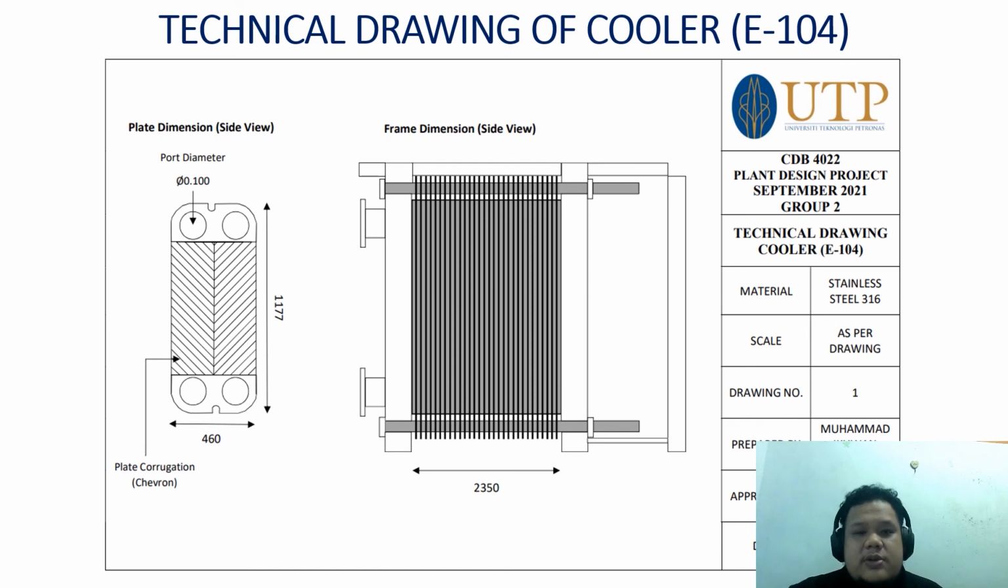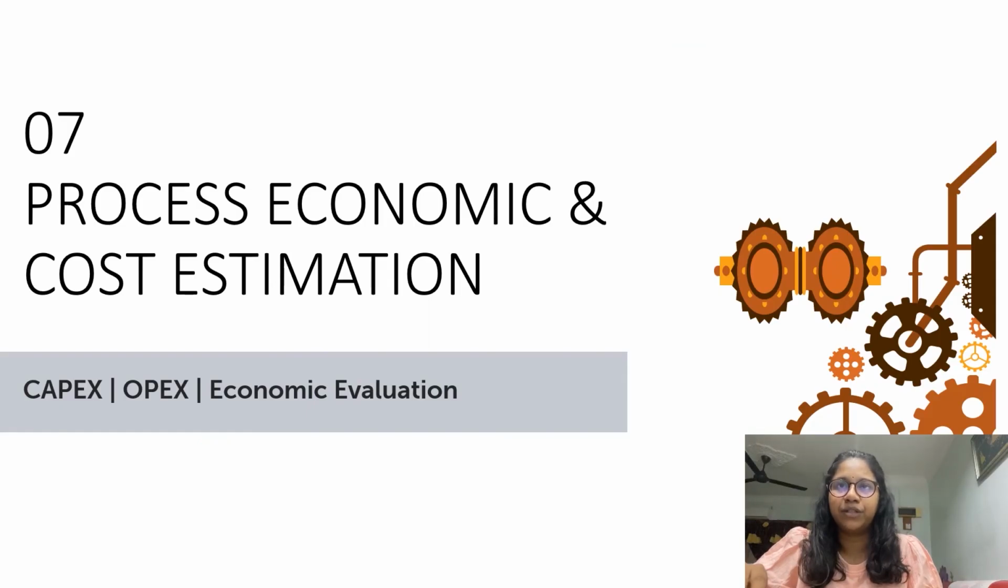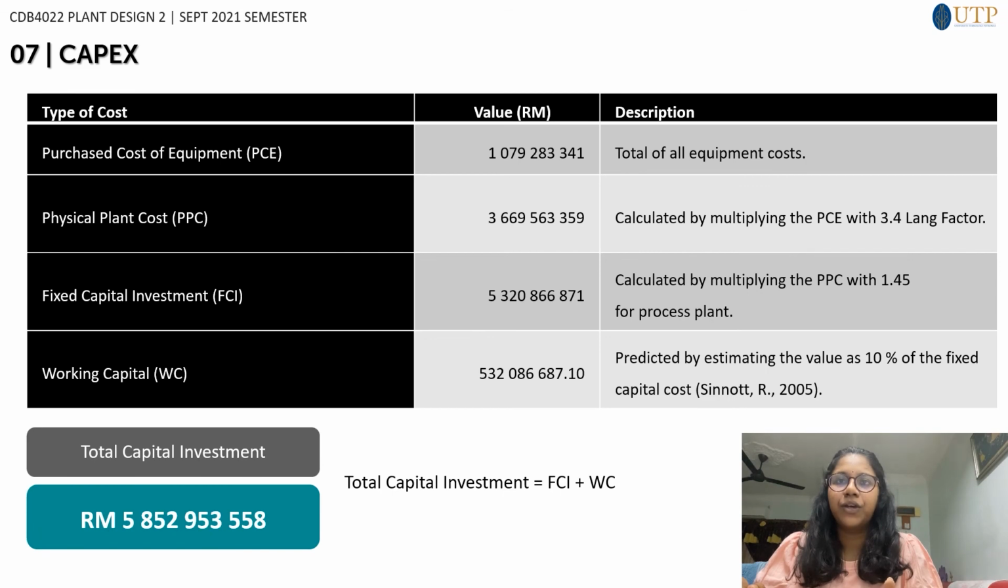I will pass the floor to Anna for the presentation of the next chapter. Next, we will proceed to chapter 7, which involves process economics and cost estimation. Firstly, to calculate CAPEX, we need to calculate the purchase cost of the equipment, physical plant cost, fixed capital investment, and working capital. The total CAPEX is 5,852,953,538 ringgit, which includes the fixed capital investment and also the working capital.